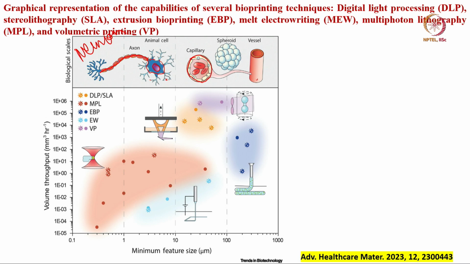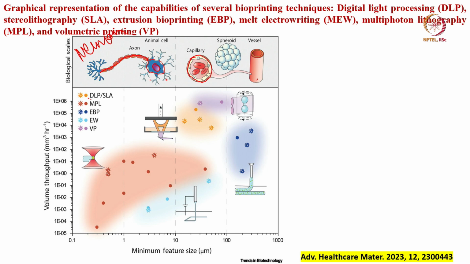So these are the biological scales, and if you look at the structure, the minimum feature size is around 10 micron, for example. Animal cells are like 10 to 15 micron. Then if you go to spheroids, they can grow up to 100 micrometer, and blood capillary sizes can go between 10 to 100 micron. Now you have the different kinds of 3D printing techniques which you have seen in previous lectures.